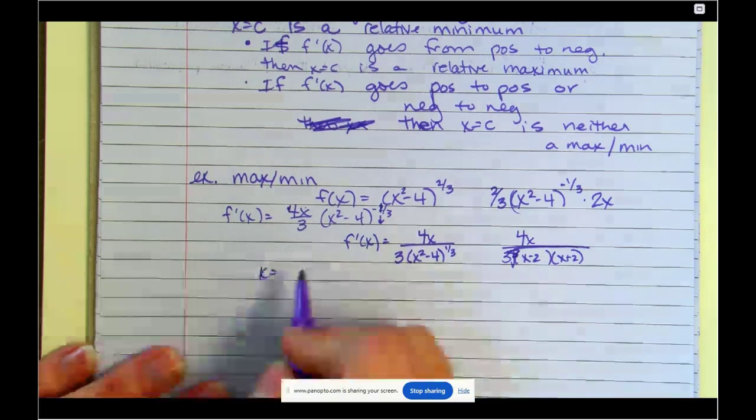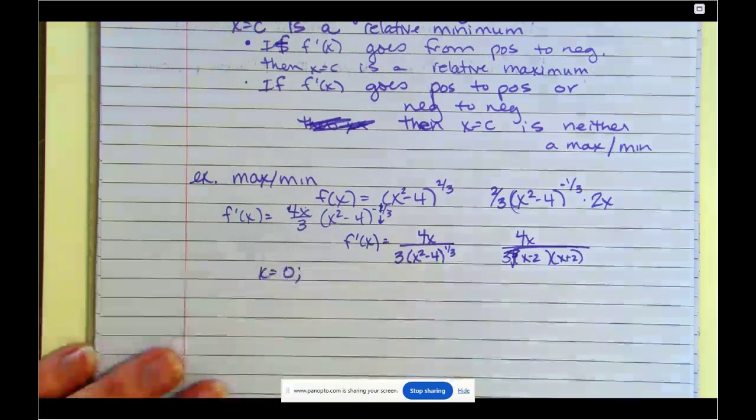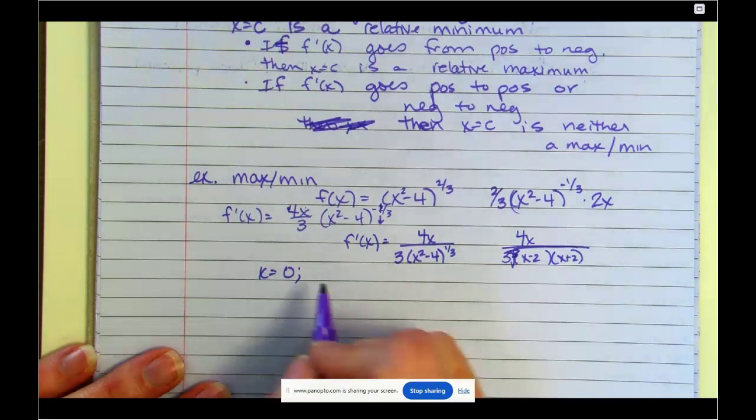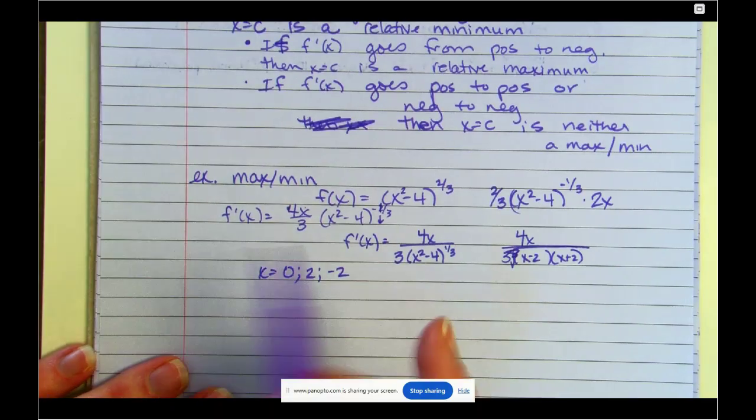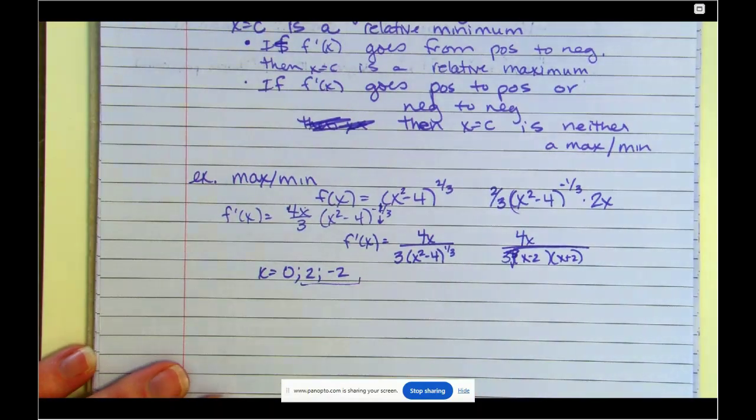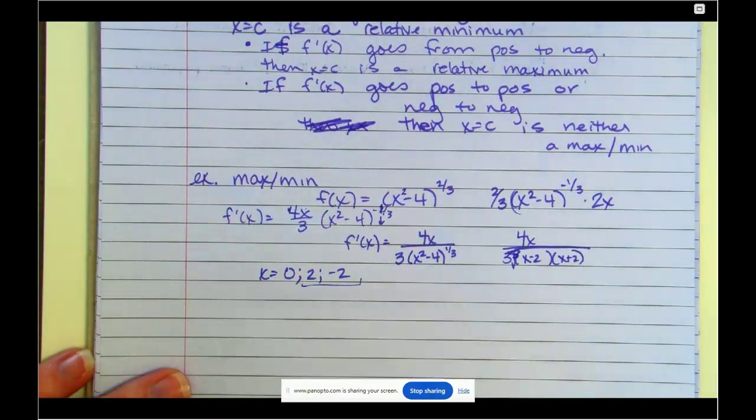0, 2, and negative 2. Because the bottom cannot equal 0. Okay, so this is that whole bit that critical values are where the derivative is 0 or undefined.